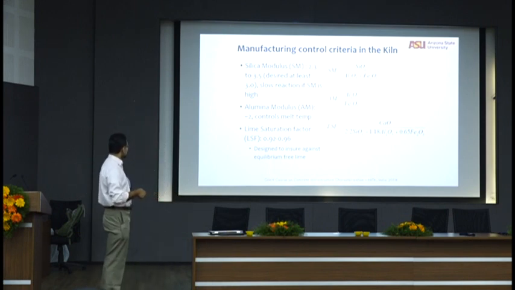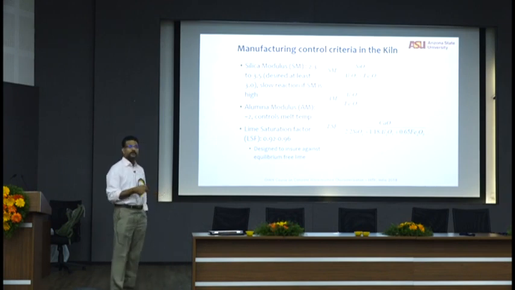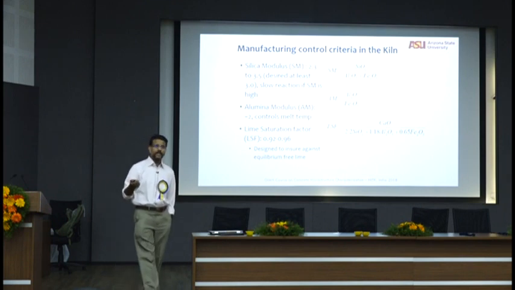Alumina modulus, controlling the melt temperature. You want to keep it around 2. Lime saturation factor, closely controlled between 0.92 and 0.96 because you don't want too much free lime. Right? What happens if you have too much free lime?